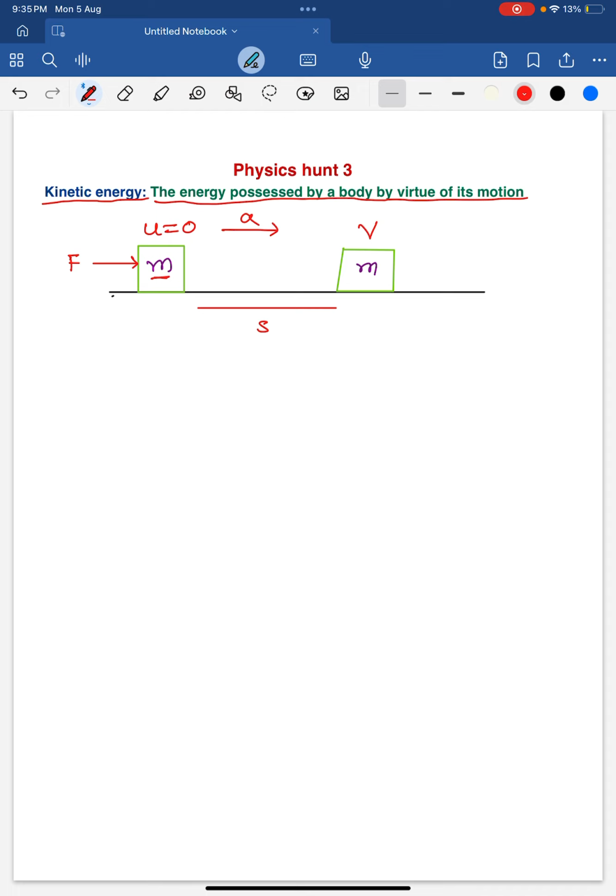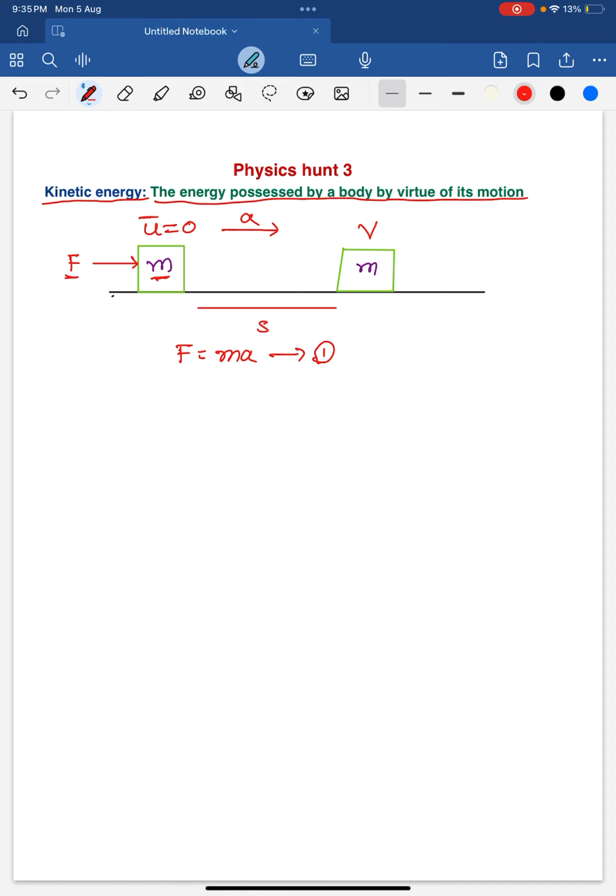from u to v. Whenever a force is acting on this body, from Newton's second law we know that force is equal to mass into acceleration. Let us assume this is equation number 1.